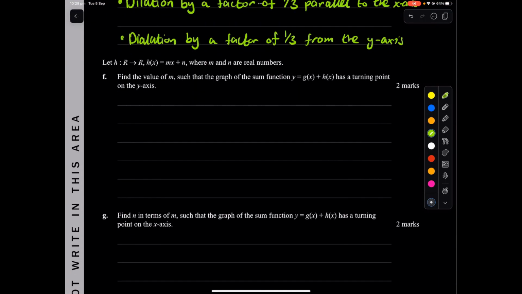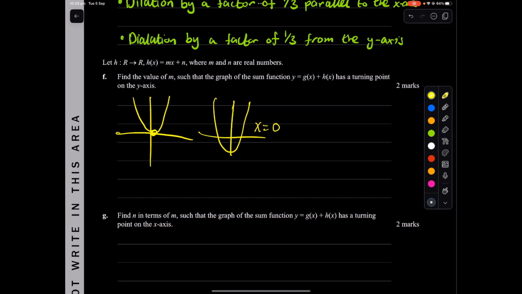Let h of x be this, where m and n are real numbers. Find a value of m such that the graph of the sum of g of x and h of x has a turning point on the y-axis. So if we want a turning point on the y-axis, imagine it was a parabola. We want the turning point on the y-axis, so our x should always equal 0 and our y changes. So x must equal 0. I'm just going to write that here.